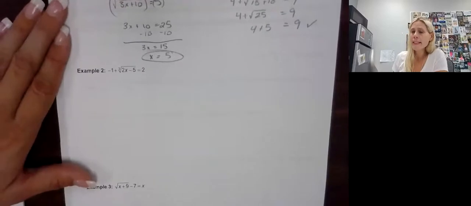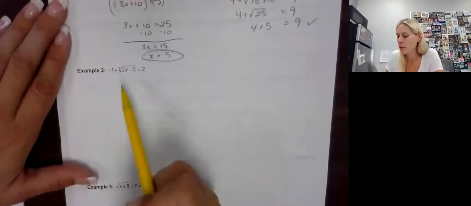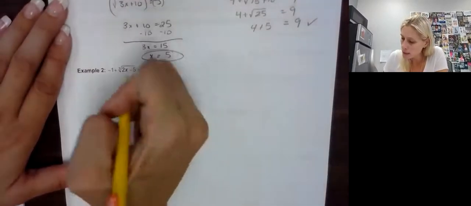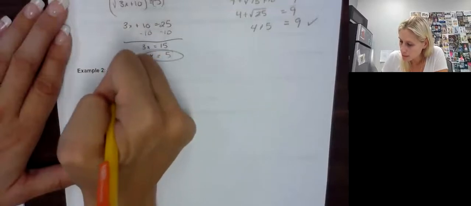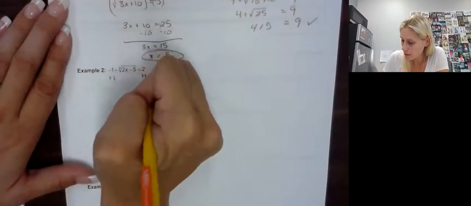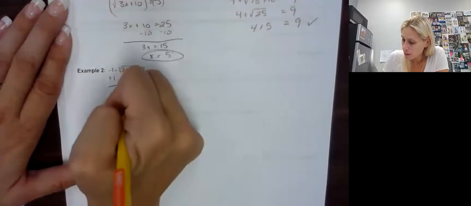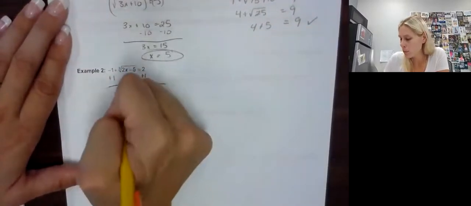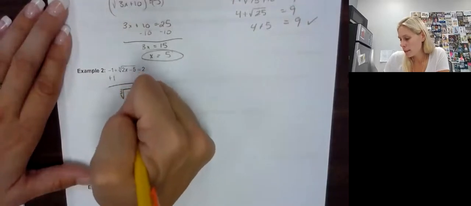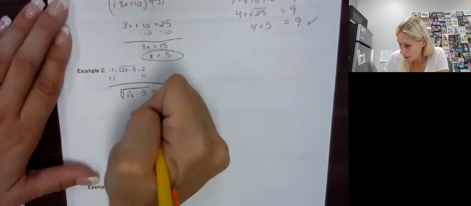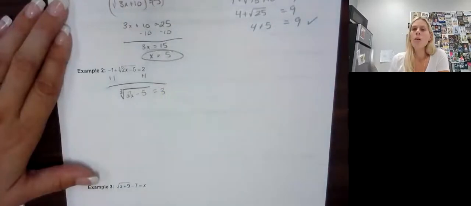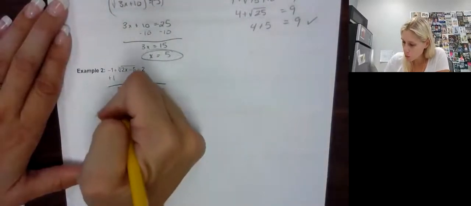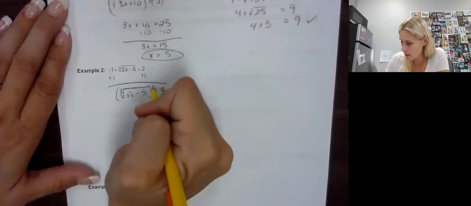Example 2, same setup, but of course, instead of a square root here, we have a cube root. So I'm going to add 1 to get that radical by itself. So we get the cube root. Don't forget to put that 3 there for that index, because then we think of it as a square root instead. So be careful. equals 3. Now, how do you get rid of the cube root? We cube it.